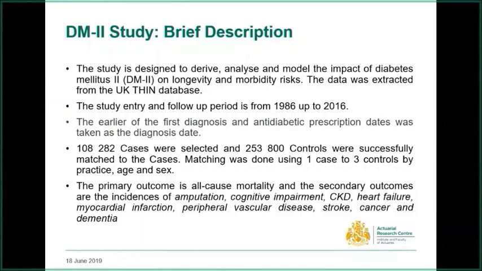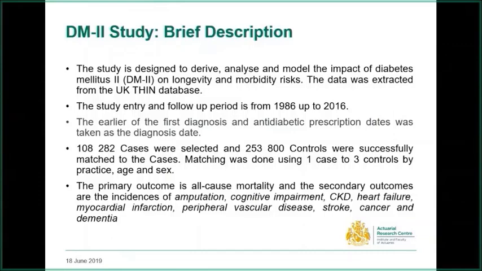After selecting our records, we managed to get 108,282 cases. And when I'm saying cases, I'm referring to those patients who are diagnosed with diabetes mellitus 2. Out of these, we matched them 1 to 3 by practice, age, and sex, and we got 253,800 controls.